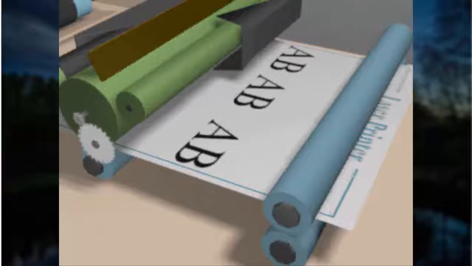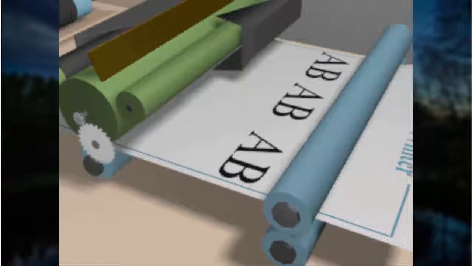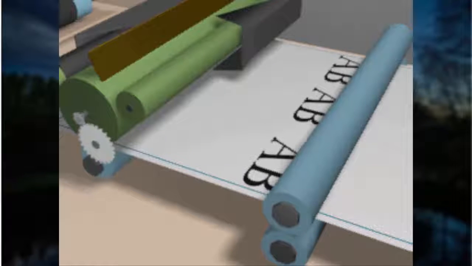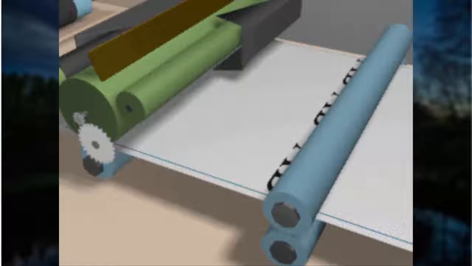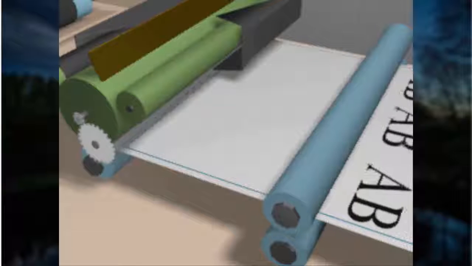Now the turning drum meets the paper. Since the paper has a stronger static charge, it attracts the toner off of the drum. Now to make it permanent, the paper passes through a set of hot rollers that press and melt the toner so it won't rub off or smear.